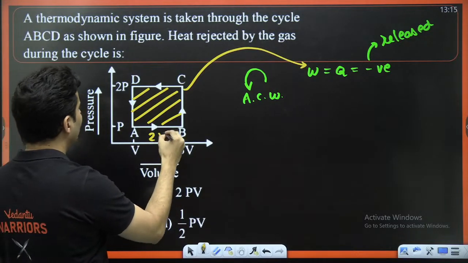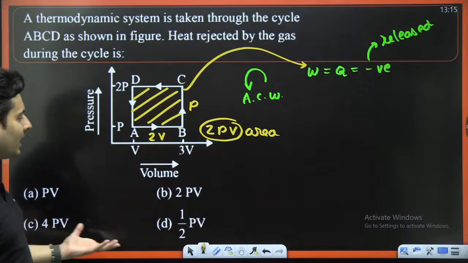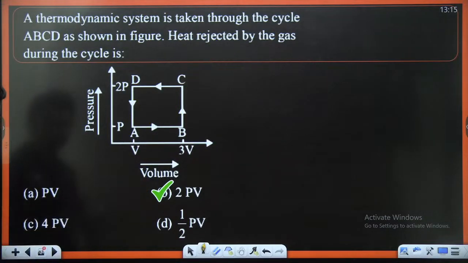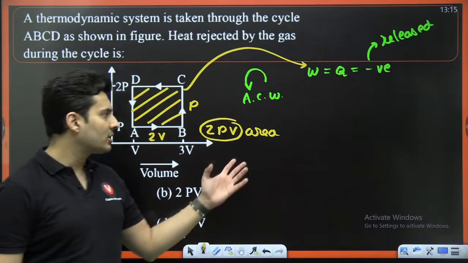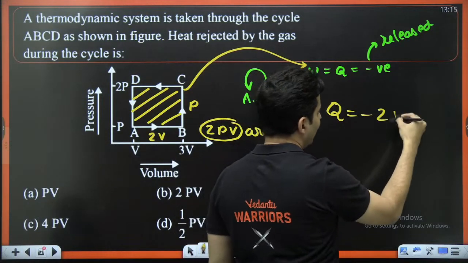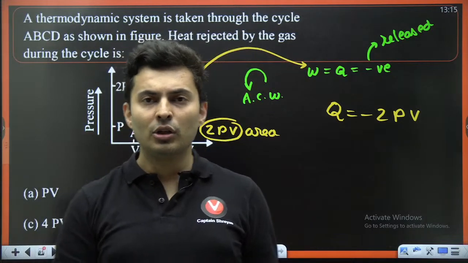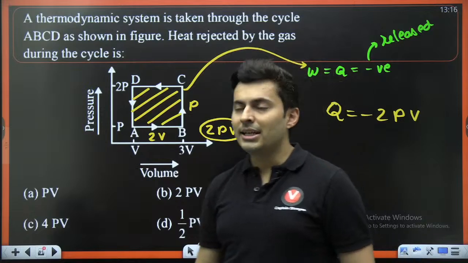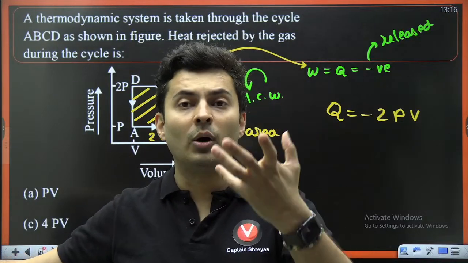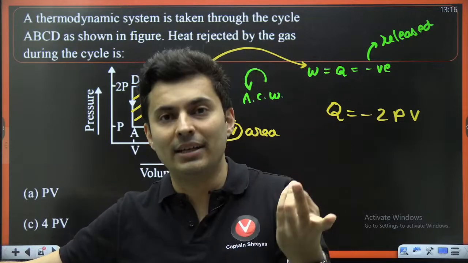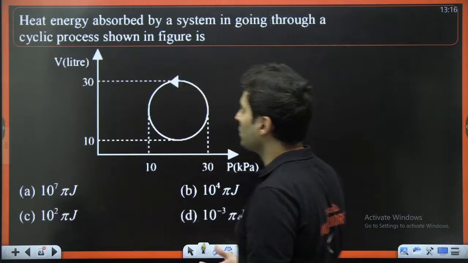This is 2V. This is P. So again 2PV is the area. Hence the heat rejected is 2PV, which is option B again. The area is 2PV, but the heat value will be minus 2PV. But the question is how much heat is lost or rejected, so the answer will be 2PV. Don't ask where is minus 2PV in the answer. It's like I had 100 rupees and I lost 20 rupees. My amount changed by minus 20, but the amount I lost is 20. That sign need not be shown because the question already mentions the word lost.